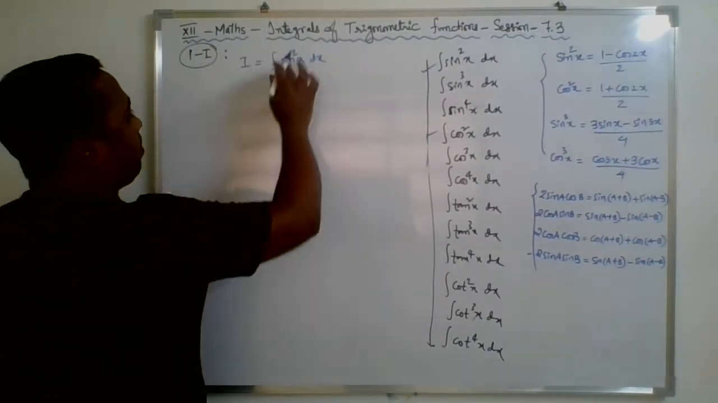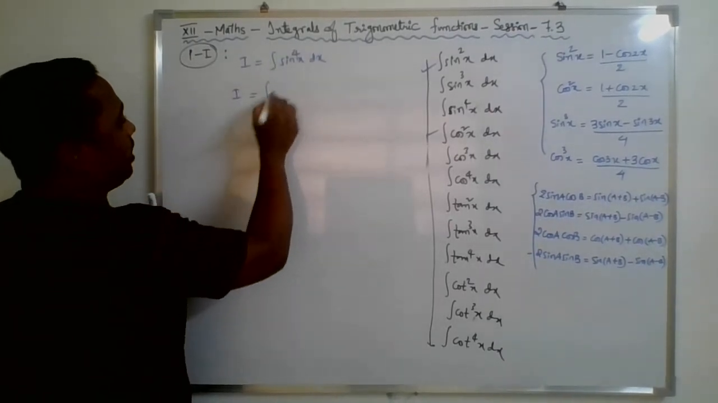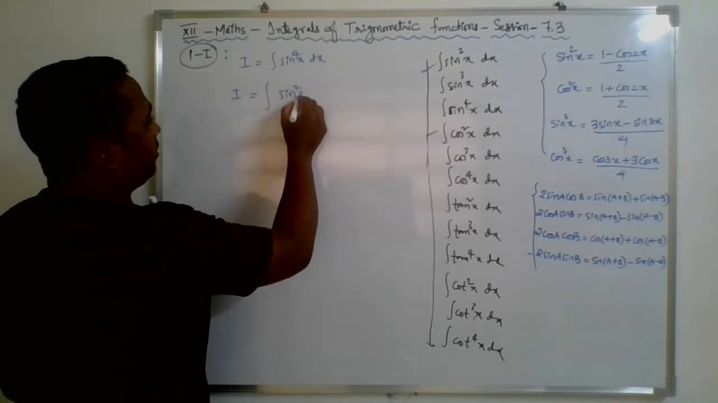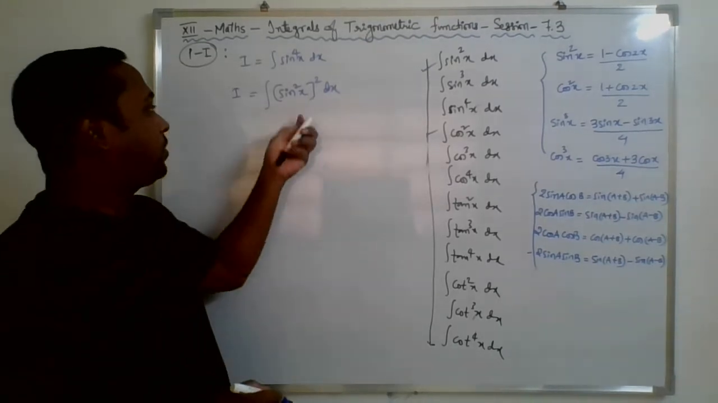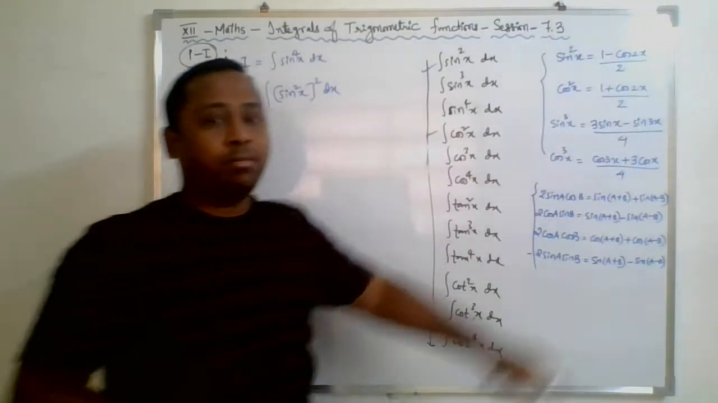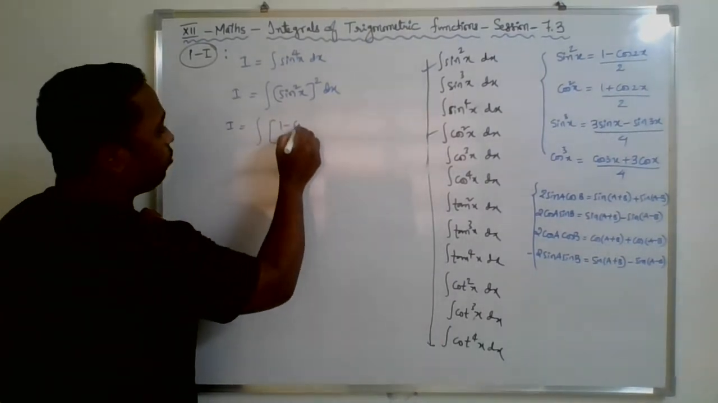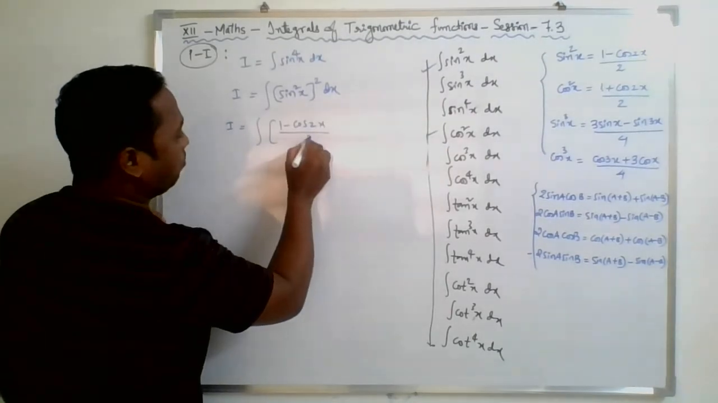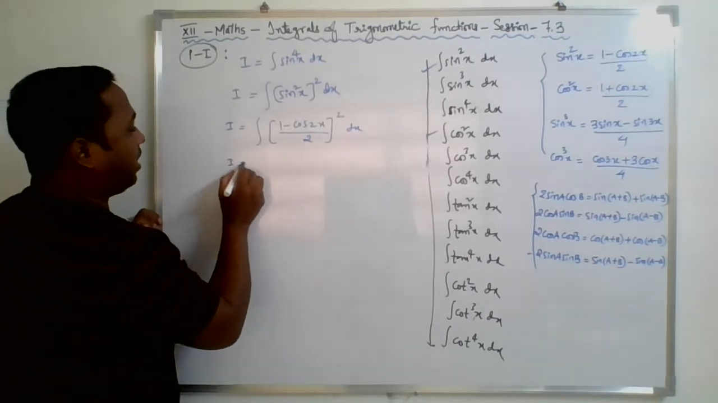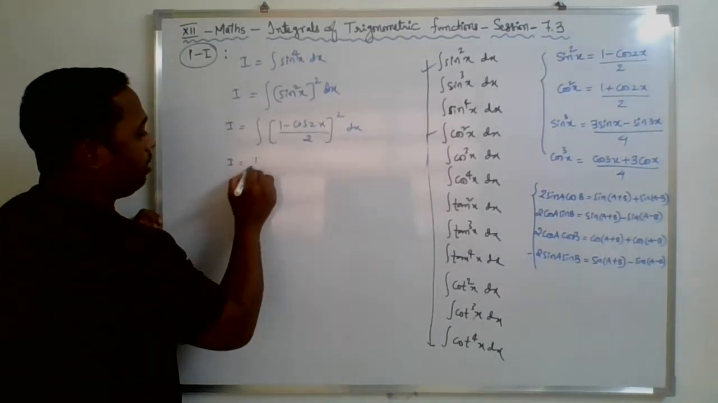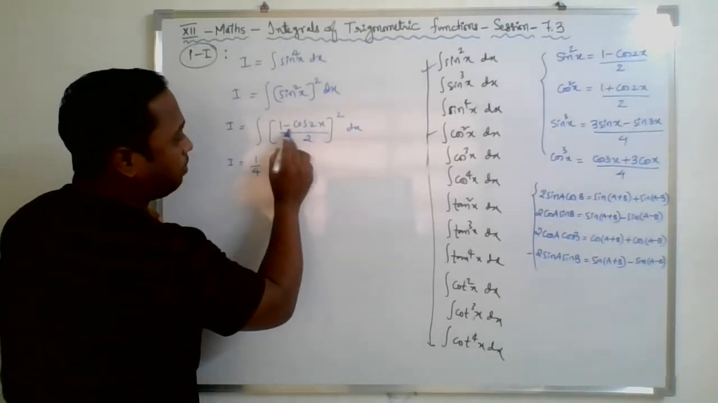If it is of sine power 4x, how can I go with it? Simply, you can say it is (sine square x) the whole square, and we know the formula of sine square x, that is (1 minus cos 2x) by 2. Again, the same formula we are going to use twice: ((1 minus cos 2x) by 2) the whole square dx. So ultimately, by opening this square, 1 by 4 will come out.